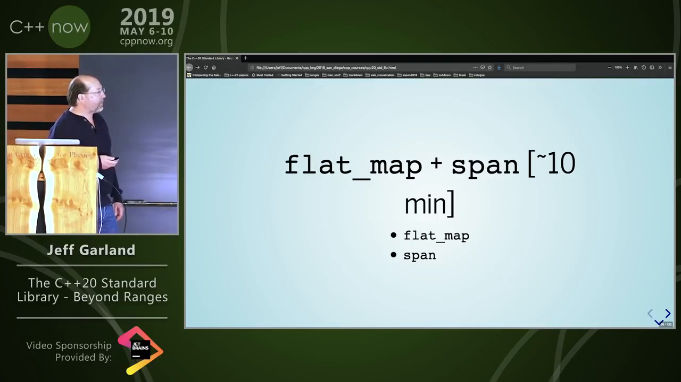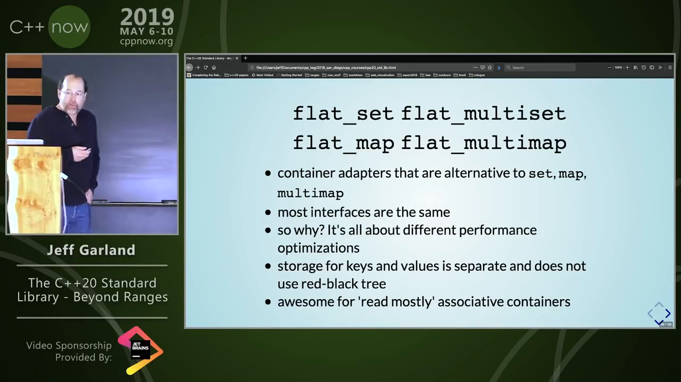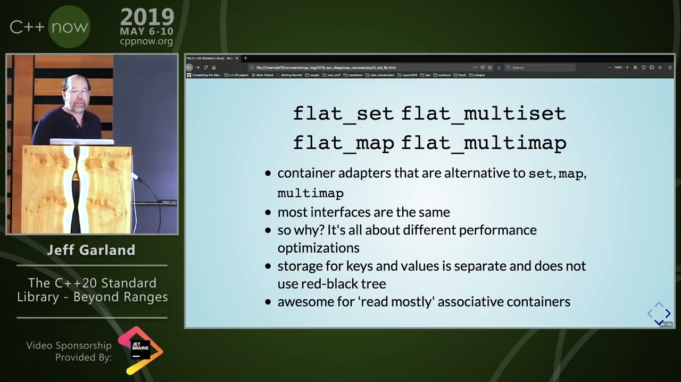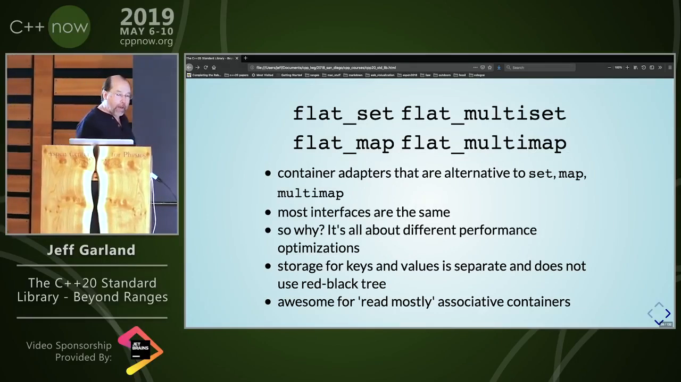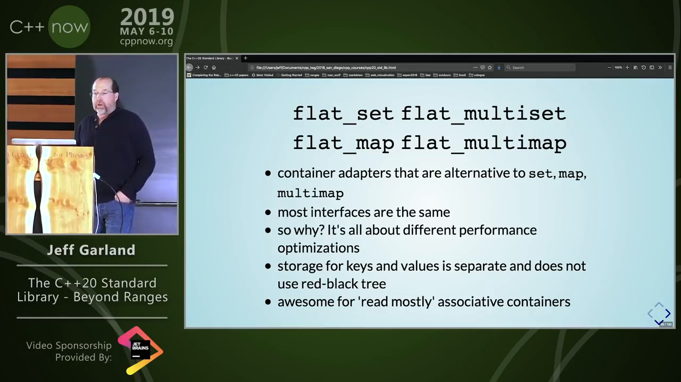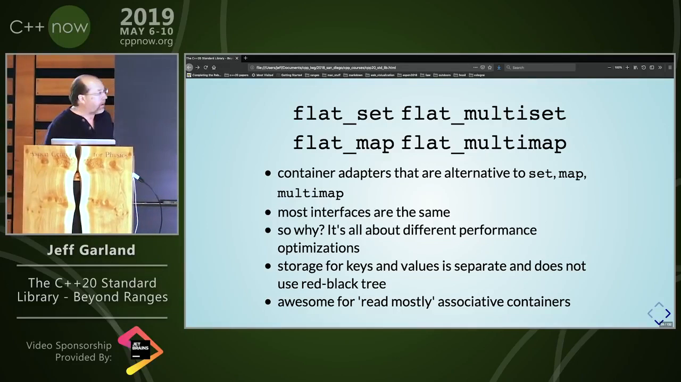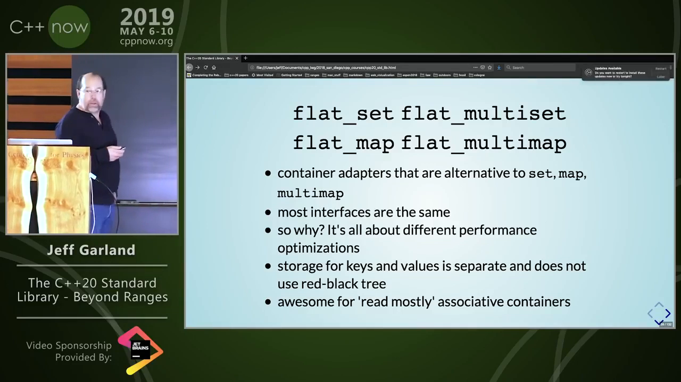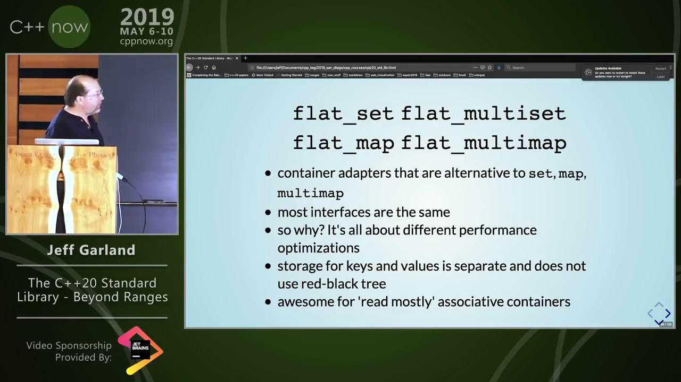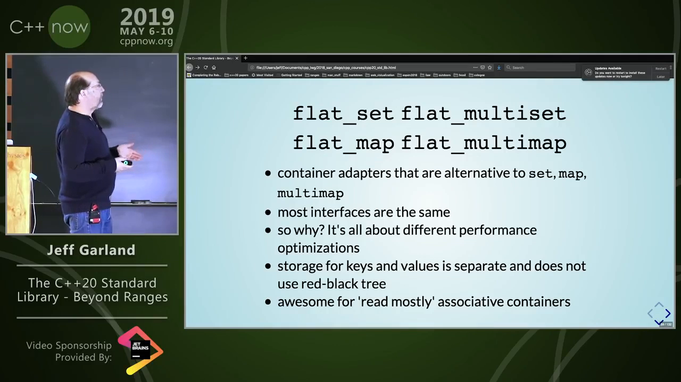So flat map and span. So flat map is really four things. It's flat set, flat multiset, flat map, and flat multimap. And despite what you might think, these are not actually containers. They're container adapters. And they are an alternative to the standard set, map and multimap.